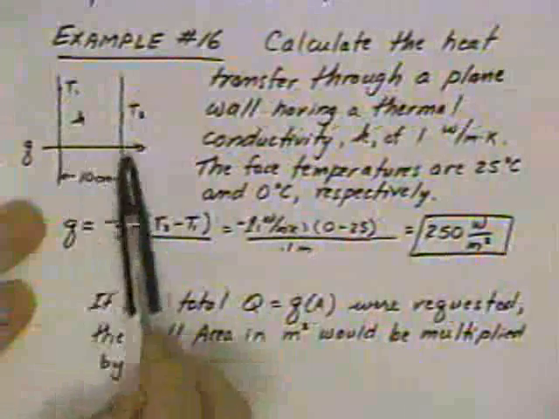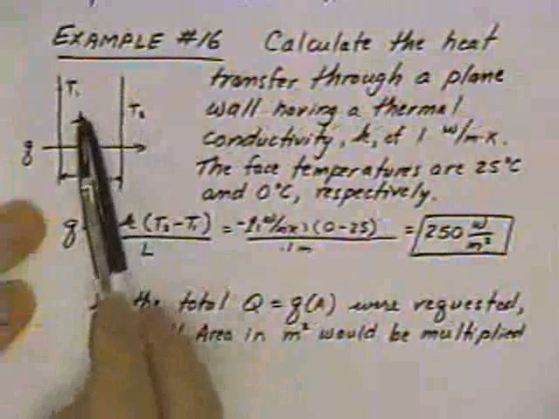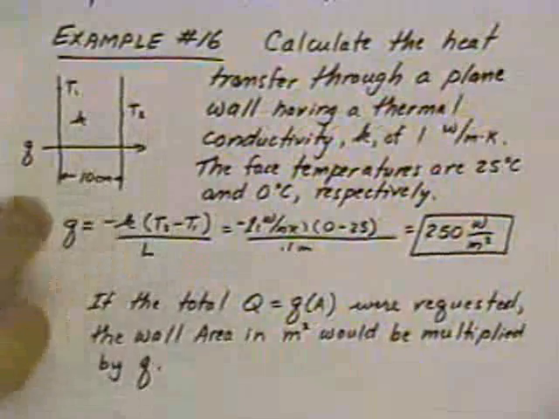And so this is an example of just a plain wall where you've got two different temperatures, you've got one material, and you're calculating the heat loss through that.